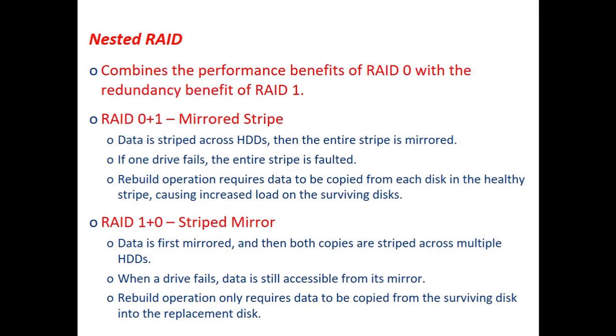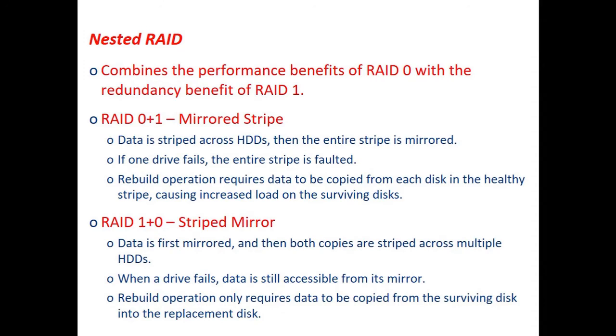The next type of RAID level we have is called nested RAID. It combines the performance benefits of RAID 0 with the redundancy benefits of RAID 1. As we just discussed, RAID 0 offers performance benefits, whereas RAID 1 offers redundancy benefits. Combining both these benefits, we can implement something called nested RAID. In this nested RAID, we have 2 types, RAID 01 and RAID 10. RAID 01 is called mirrored stripe and RAID 10 is called striped mirror.